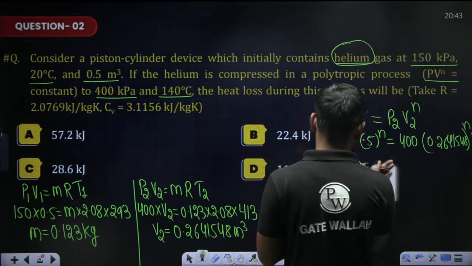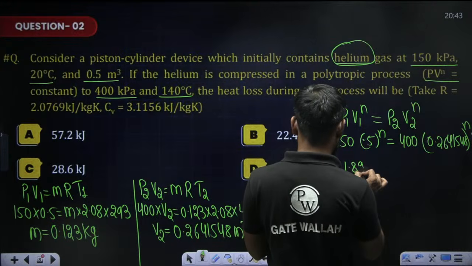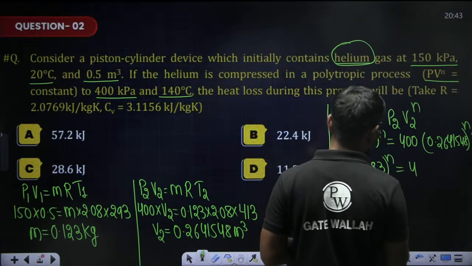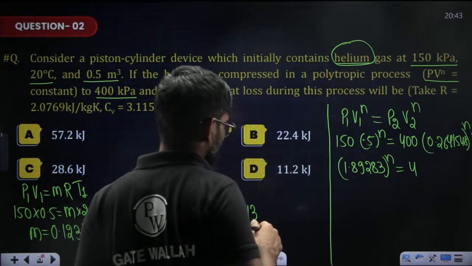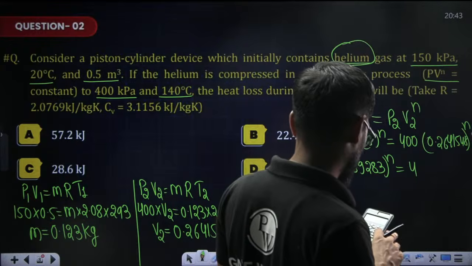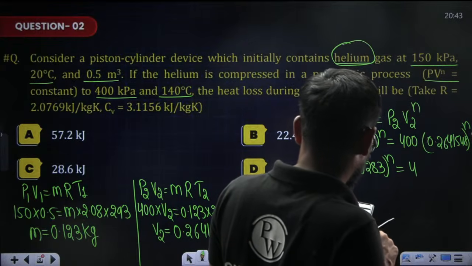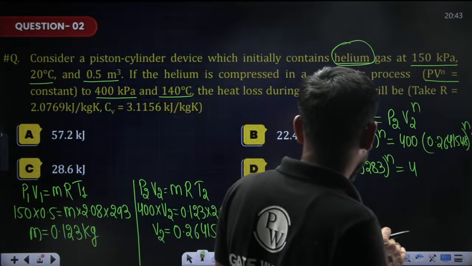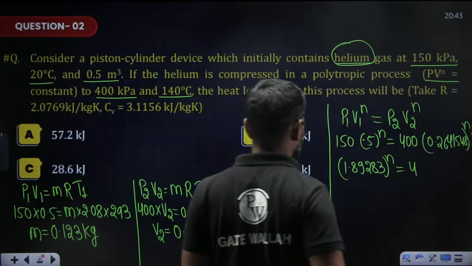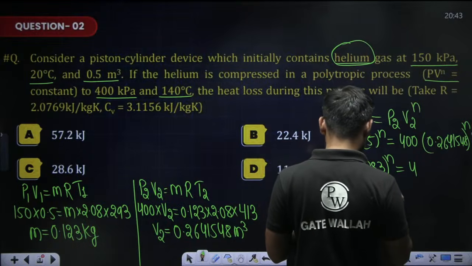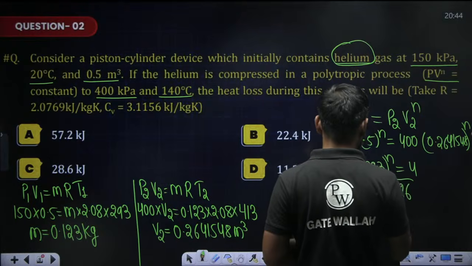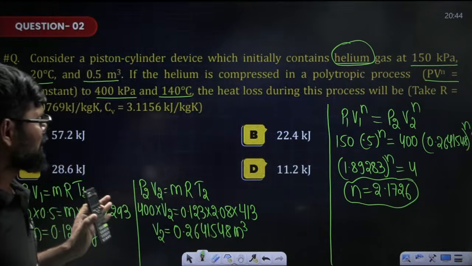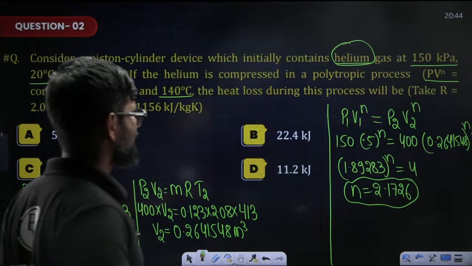So from here you will get approximately 1.8928 to the power n is equal to 4. This equation will take log, right? So n log this one is equal to log this, right? So ln of this value, ln of 4, this value, n value is coming how much? Is n value 2.1726? Just check once because I'm very bad in calculation with this calculator. Right, I'm very bad in calculation with this calculator because see if I take ln here, then n ln.